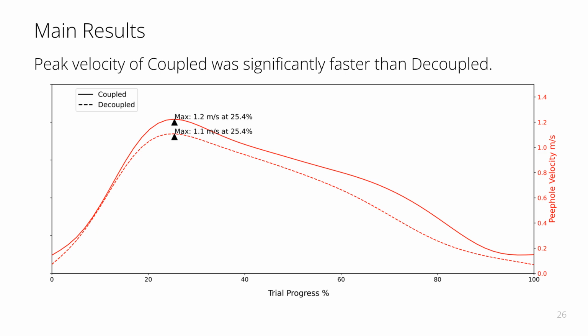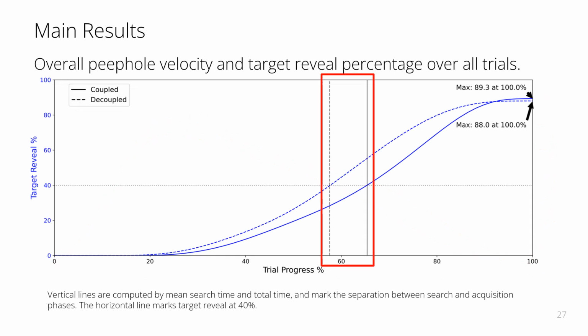Given this observation, we computed the peak velocity for each trial and performed a log-value analysis as in previous steps, and found that the peak velocity of coupled was significantly faster than decoupled. Meanwhile, the coupled condition also revealed targets later than the decoupled. These two vertical lines here mark the separation between the search phase and acquisition phase, and you can see that the line of the coupled appears later than the decoupled.